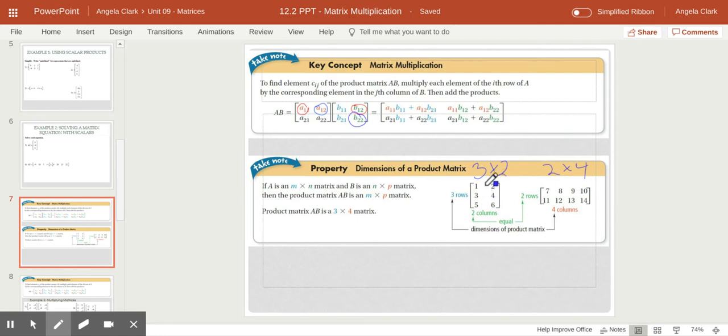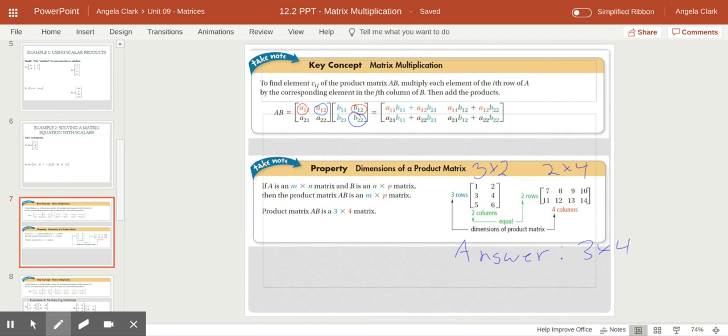And then my resulting matrix will have this many rows and this many columns. So the answer is going to be a 3x4 matrix. So the inside ones have to be the same in order for us to do the multiplication. And then when we do, the dimensions of the result will be the outside dimensions. So note that while I can do this matrix times this matrix, I can't do this matrix times this matrix. I can't just flip it.